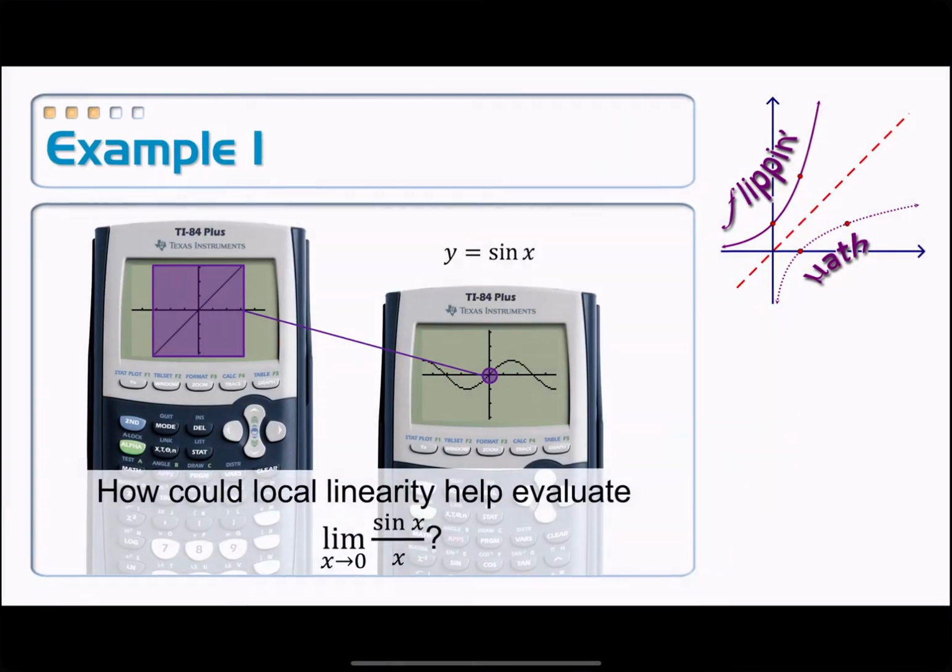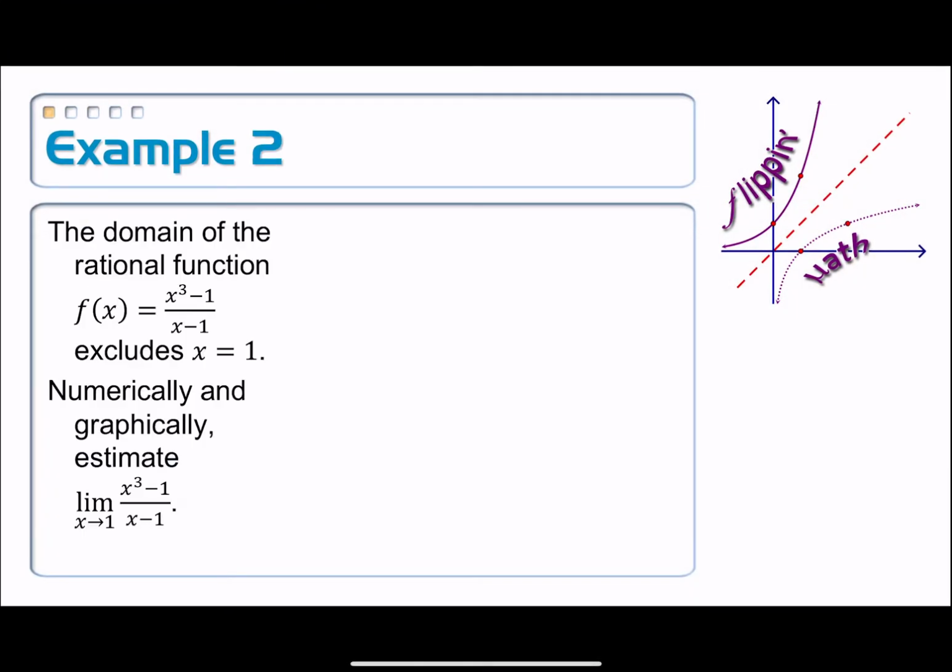Okay, so let's go back and look at example 2. The domain of the rational function f of x equals x cubed minus 1 over x minus 1 excludes x equals 1. Of course it does. If we stick 1 in the denominator there, it makes it 0. I've just divided by 0. So numerically and graphically estimate the limit as x approaches 1 of that particular function.